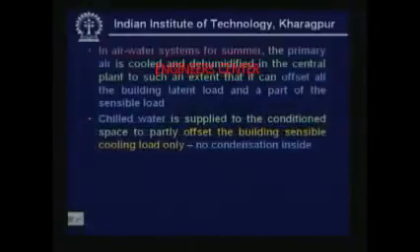Chilled water is supplied to the conditioned space to partly offset the building sensible cooling load only. That means no condensation inside. For example, if you are talking about a summer system, the chilled water, which is the secondary water supplied to the room unit, has to take care of a part of the sensible load on the building. It need not take care of the latent load, because the latent load is already taken care of by the primary air. Since the room unit has to take care of only the sensible load, there will not be any condensation of room air on the room unit.